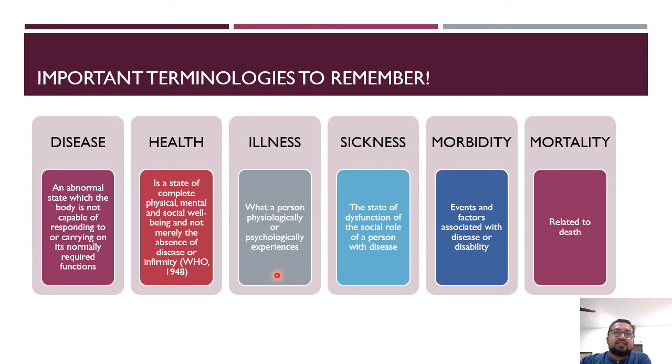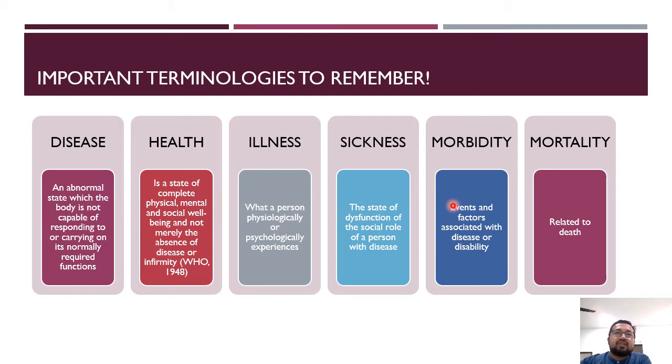Okay, sickness, it is the state of dysfunction of the social role of a person with disease. Morbidity, events and factors associated with disease or disability, okay, and mortality related to death. Bezanya morbidity and mortality. Morbidity ni more to disease or disability, keyword dia, and mortality, death. So bila you tengok morbidity rate, maknanya berapa ramai orang ada disease tu among the population. Kalau mortality rate, berapa ramai orang yang mati, either dia berkaitan dengan disease tu ataupun population. Tengoklah cara macam mana they analyze the data.